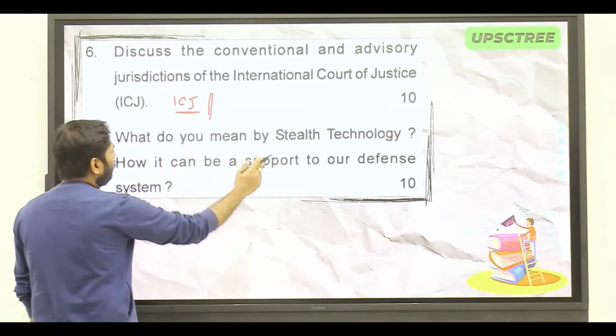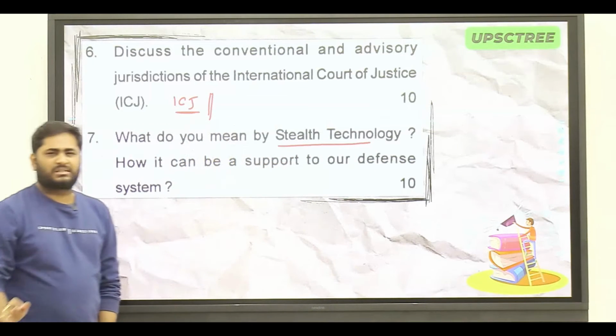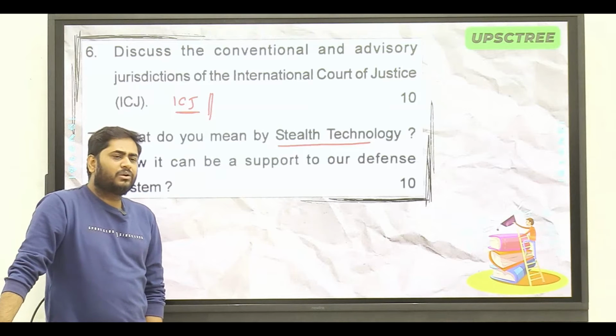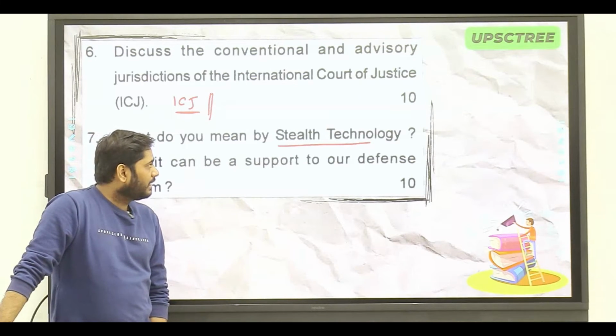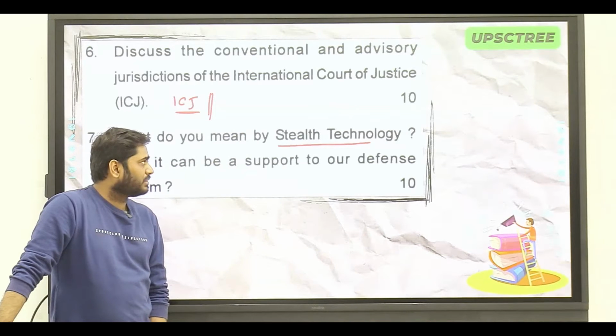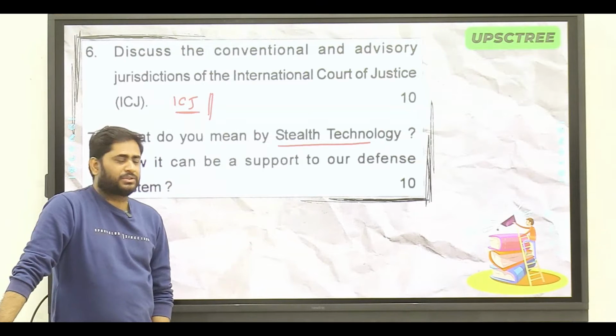Next, moving on, what do you mean by stealth technology? They have set a very bad question in science and tech, if you ask me, unnecessary. There are so many good topics out there. I don't understand why they are sourcing their science and tech questions, because these are 18th century questions, not 21st century questions, in my opinion.